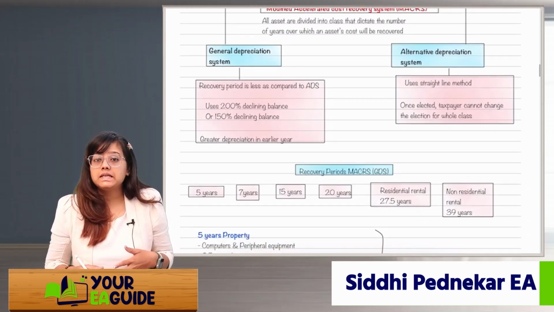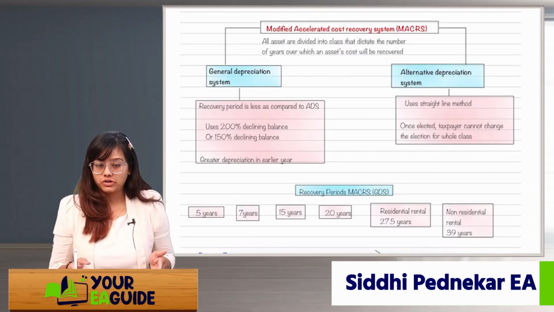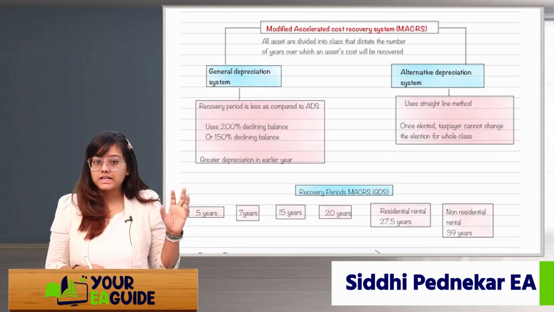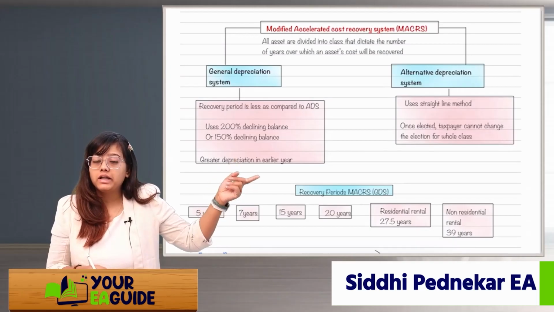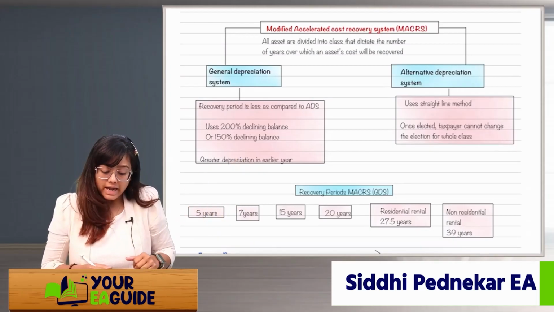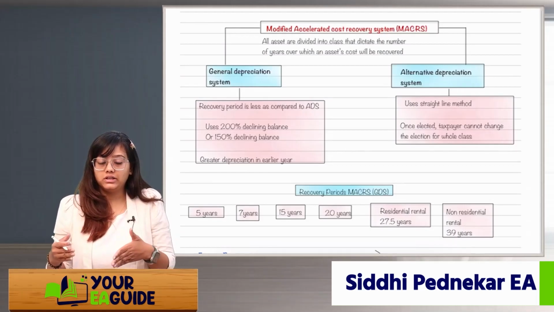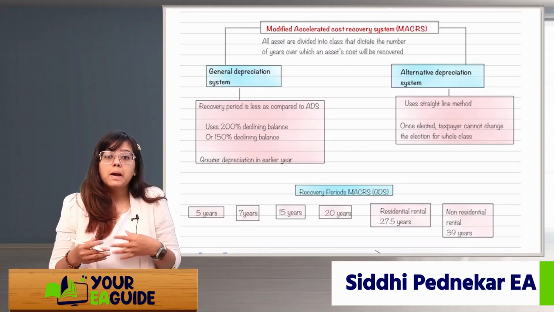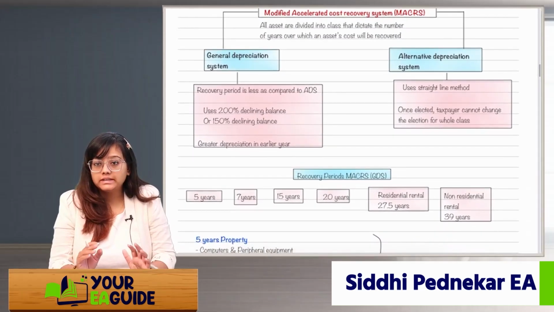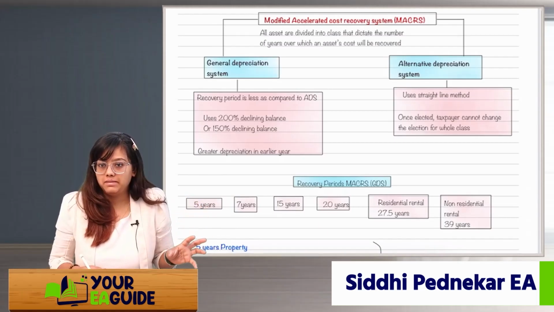So if I talk about MACRS, there are two types of depreciation. First is the General Depreciation System, which is called GDS. Second is the Alternate Depreciation System, ADS. I'll talk first about ADS. ADS is just a straight line method. Over the years, the depreciation is calculated based on the life of the asset. The depreciation method is SLM.